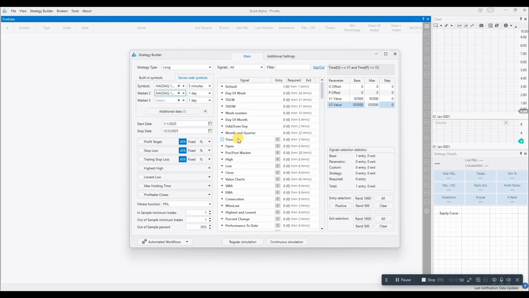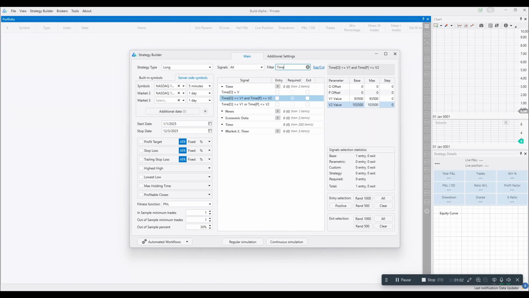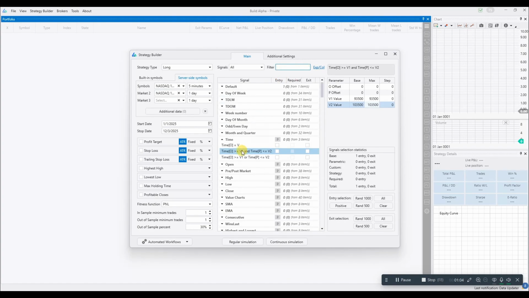So if we want to trade the pre-market breakout, we don't want to trade until the U.S. market opens. So what I'll do is I'll come into this time signal, and again, you can type it in. But what I do is time is greater than value 1, and time has to be less than or equal to value 2. And then I just set these to the US session. So I do 9:30, hour, minute, second. And then I'll just do this to roughly the end of the day.